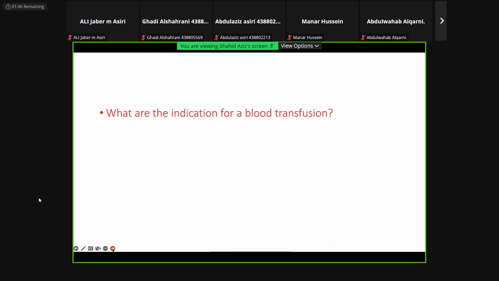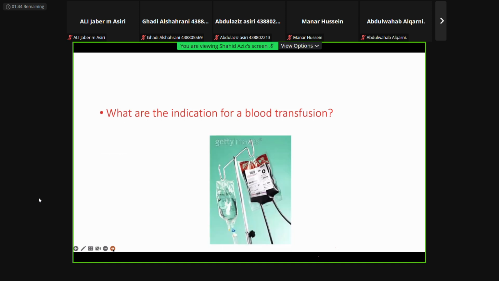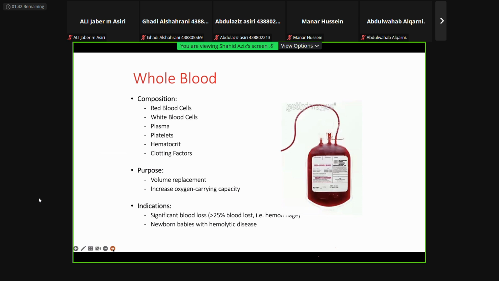Indications of blood transfusion: the most common indication is symptomatic anemia. Whole blood has red blood cells, white blood cells, plasma, platelets, and clotting factors. You give it for volume replacement and increasing oxygen carrying capacity if the patient has significant blood loss, and sometimes in hemolysis, including newborn babies with hemolytic anemia.